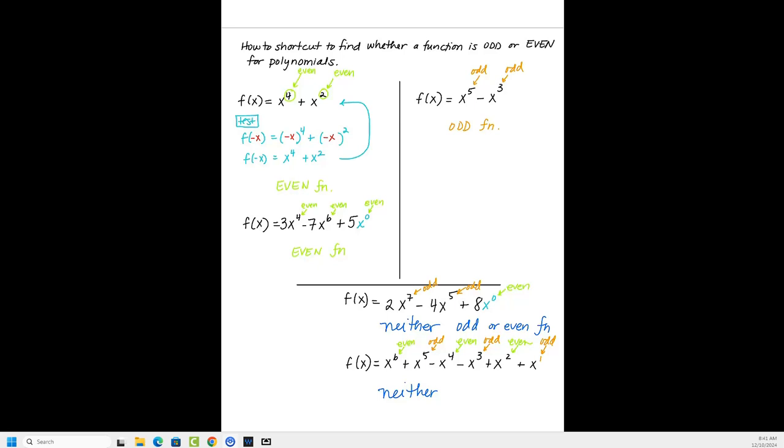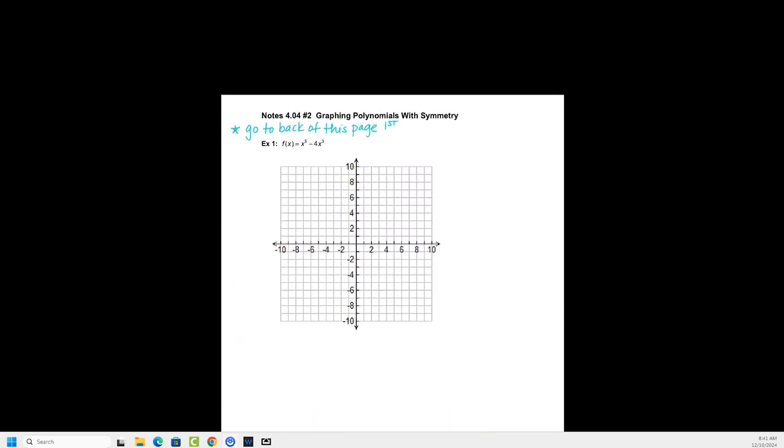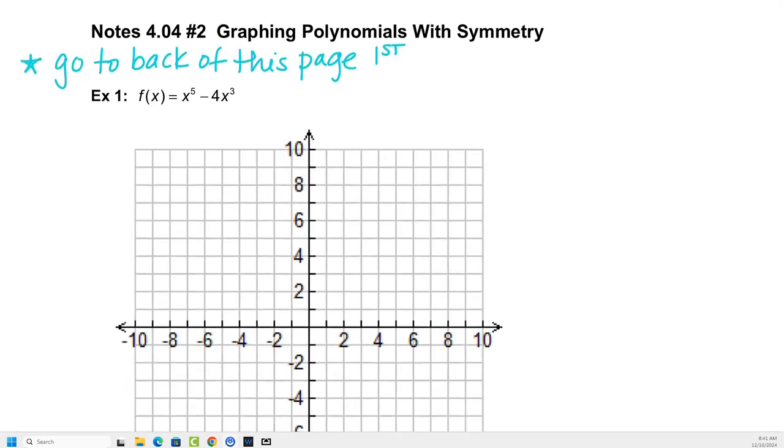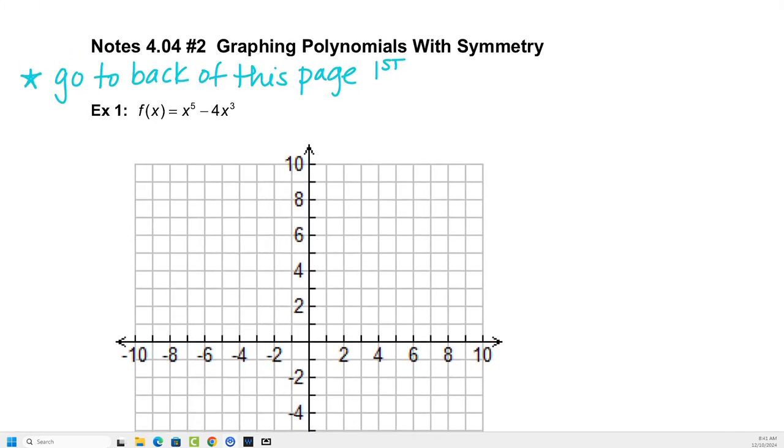With that said, we can use the fact that if all the exponents are even in a polynomial, then it has to be even. If all the exponents are odd, then it has to be odd, as long as we remember that a constant is part of an even, has an even exponent. Okay, so let's come back up here. Let's take a look. And let's start doing this problem. Okay, so first thing I'm going to do, so I'm doing f of x is equal to x to the 5th minus 4x to the 3rd. By looking at this, what do you guys see?